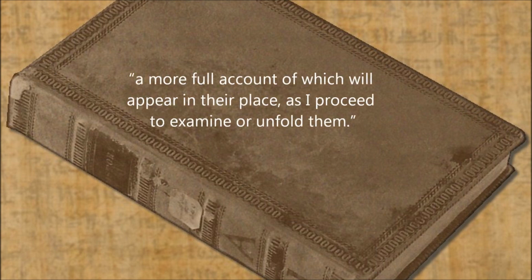As previously mentioned, the history only states some of the characters were translated, and that they learned that one of the scrolls was authored by Abraham and the other by Joseph. Beyond identifying the 2 authors, there is no evidence that significant portions of either record were translated in July 1835. Instead, the history clearly states that the translation had only commenced, and promised that a more full account of which will appear in their place as I proceed to examine or unfold them.